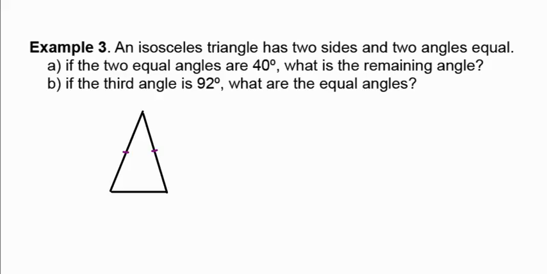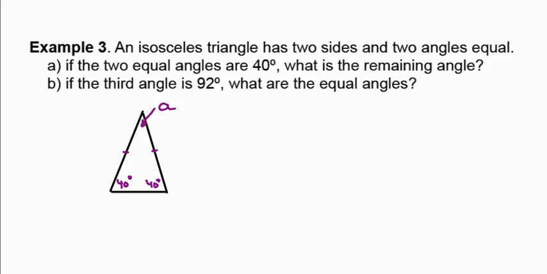So A says if the two equal angles are 40, so these two angles should be 40 because they're opposite from the equal sides. We don't know what the sides are, but it doesn't really matter. We know that the two angles are equal, so two angles at the bottom are 40. The question is, what is the remaining angle? So the remaining angle is this one here, and we call it A, let's say.